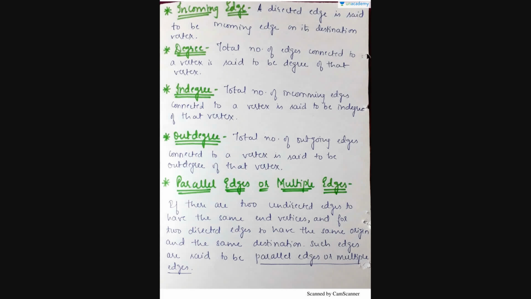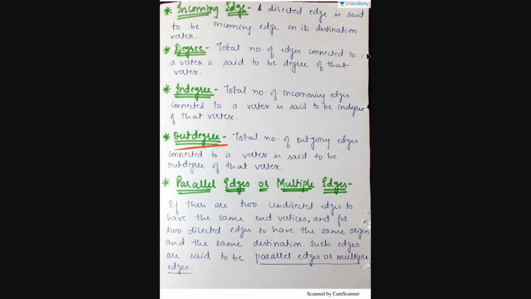Now, in degree. The total number of incoming edges connected to a vertex is said to be the in degree of that vertex. The total number of incoming edges, that is, edges reaching inside it, where it is the destination, is called the in degree.